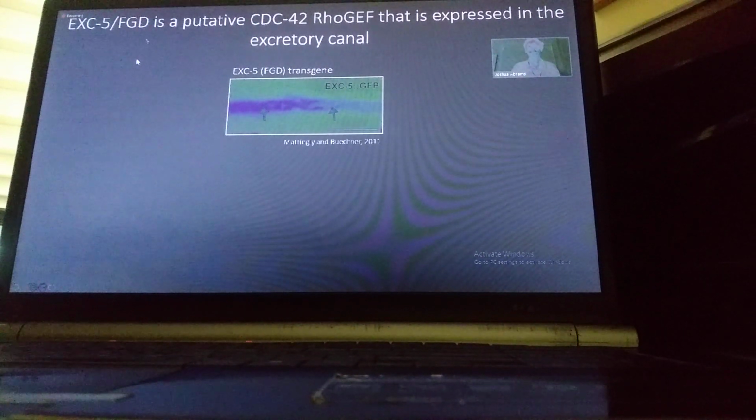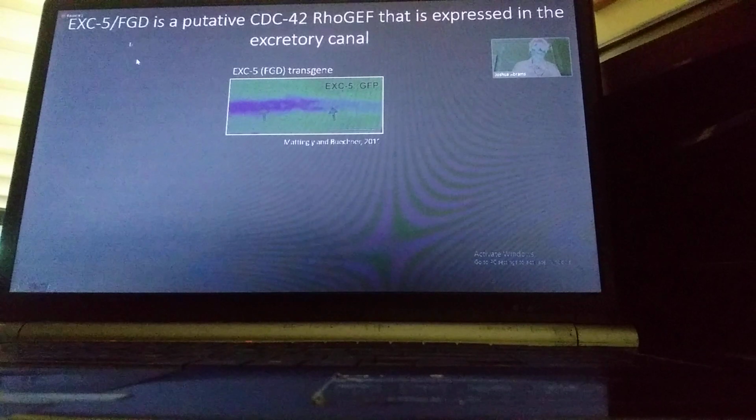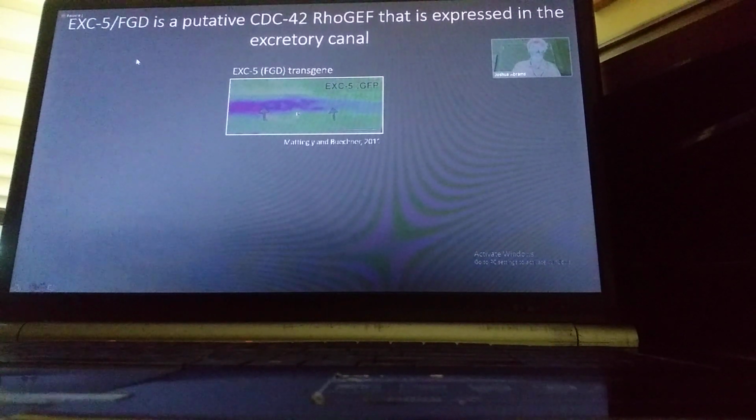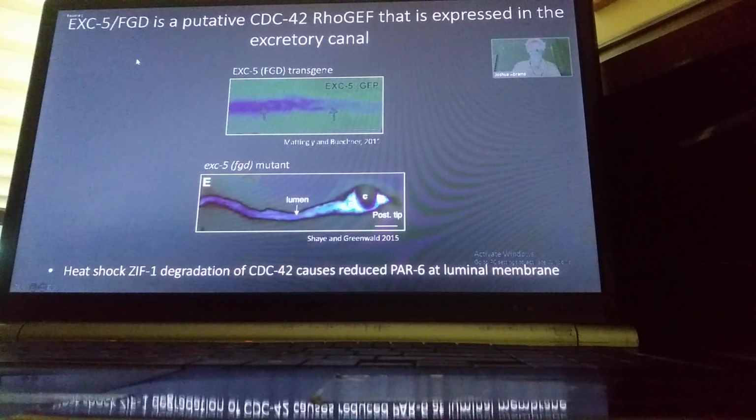And previous work in the C. elegans canal has implicated a CDC42 GEF called EXC-5, or FGD in mammals, which you can see here in this transgene is expressed in the canal, and in a mutant allele, there is a cystic phenotype which looks similar to PAR6 or CDC42. Also, in data I don't have time to show, I used the ZIF-1 heat shock degradation to remove CDC42, and I saw a reduction in PAR6 at the luminal membrane, suggesting that CDC42 was indeed recruiting PAR6 in this system.